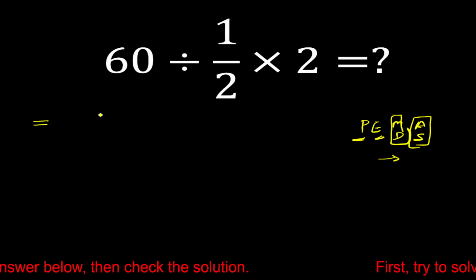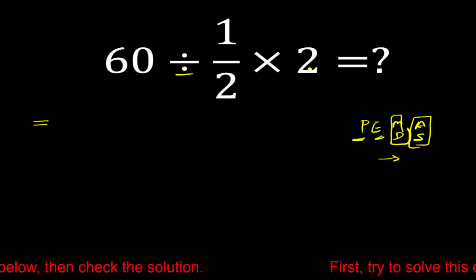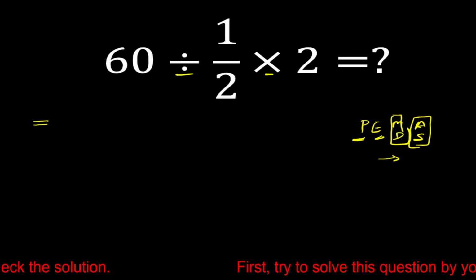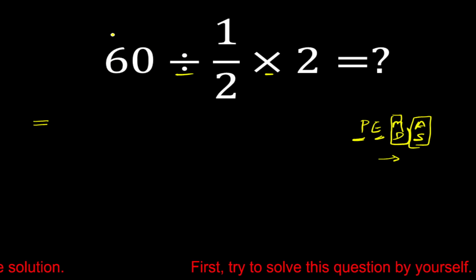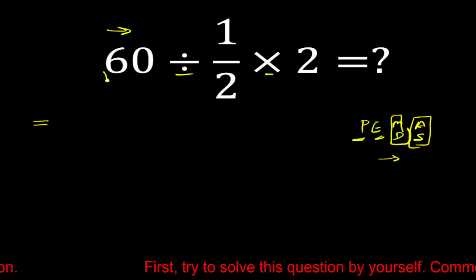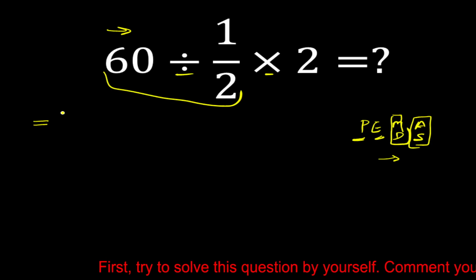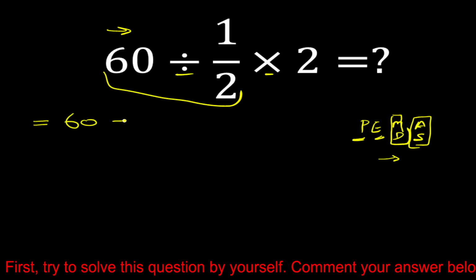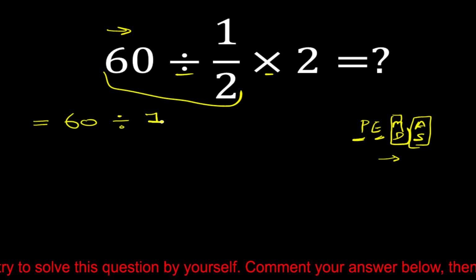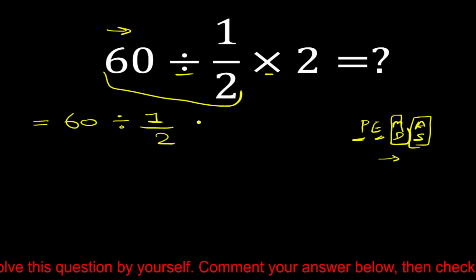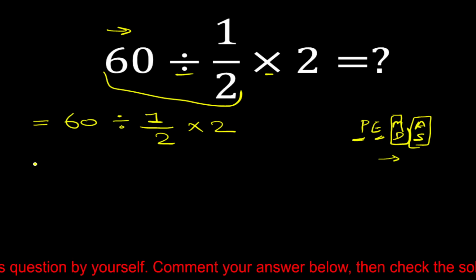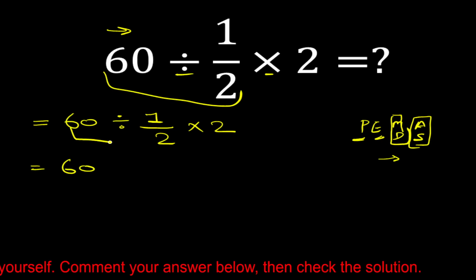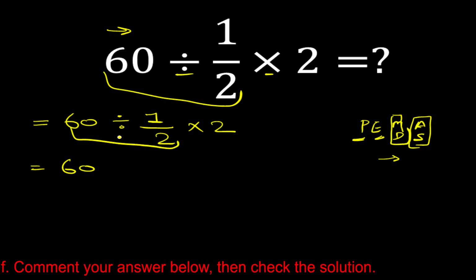So now let's solve this question. Here is one division and here is one multiplication. Therefore, both have equal priority. So we have to solve it from left to right. So first we have to solve this part. 60 divided by 1 by 2 multiplied by 2. Now 60. So let's solve first this part.